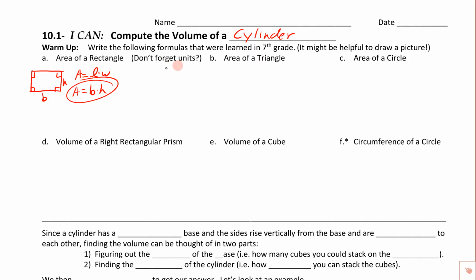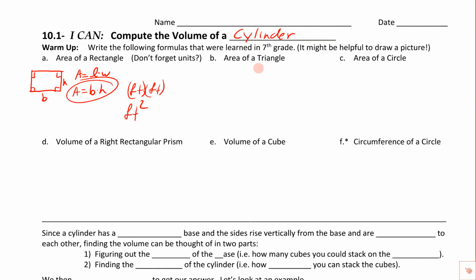Remember the units that we'd have if we had, say this was feet here for the base and then feet here for the height. The units would be feet squared when we're done. So keep in mind area is always measured in square units. That's helpful for remembering a couple of these formulas.